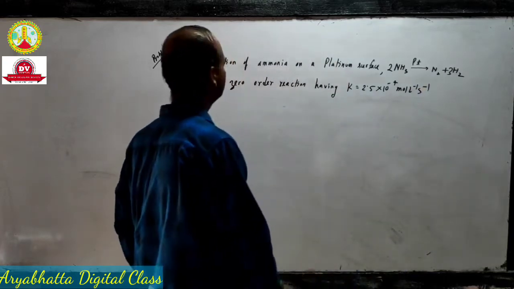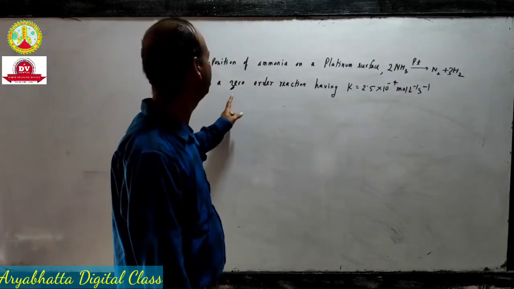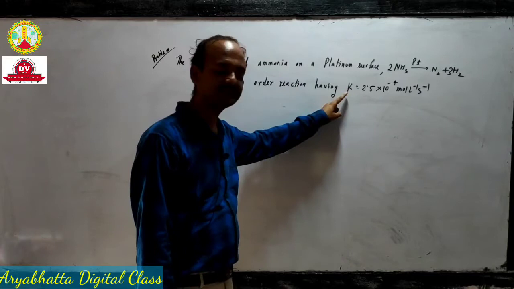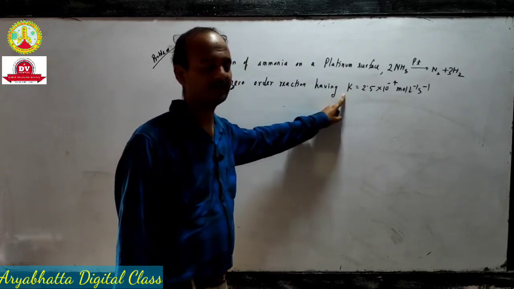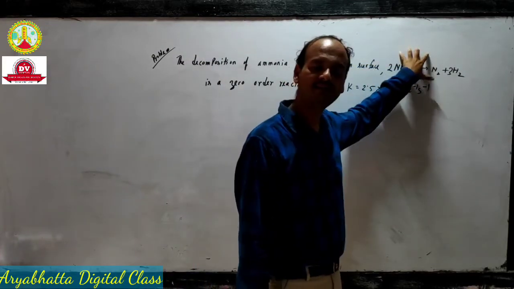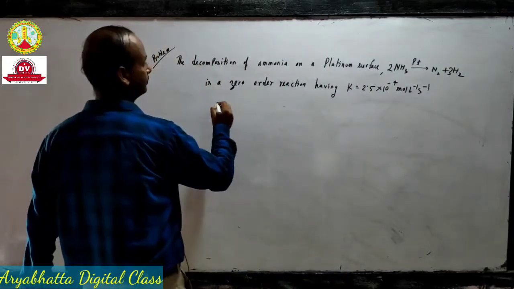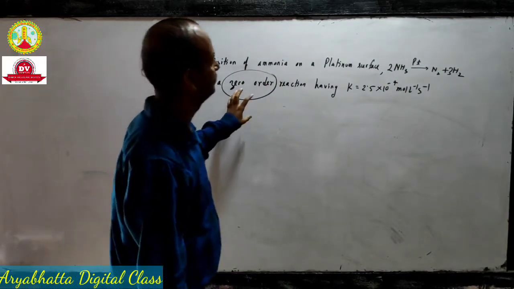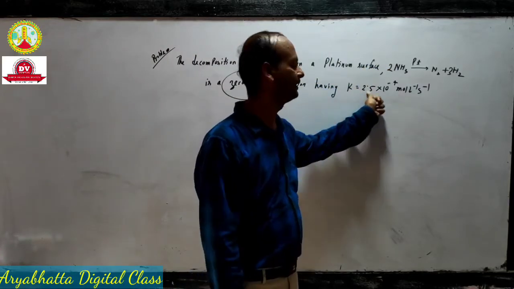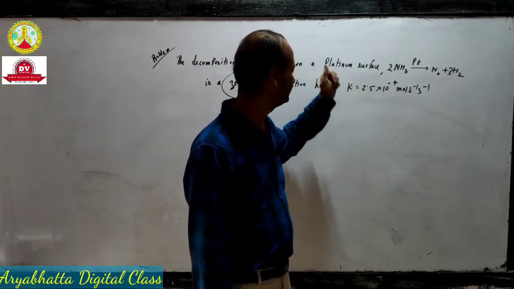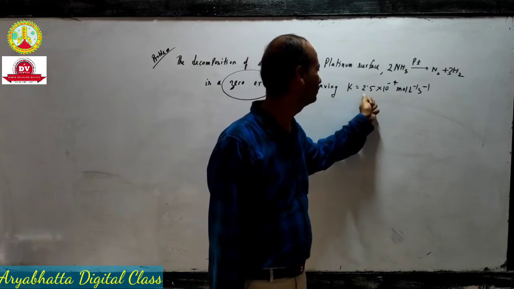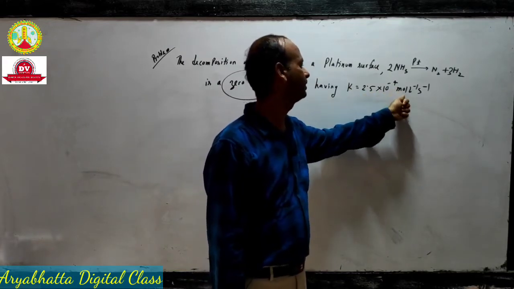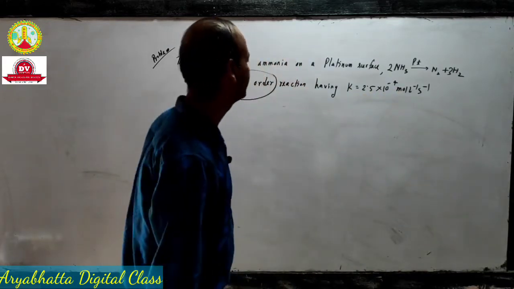Now let's see, the decomposition of ammonia on platinum surface is a zero order reaction having K. This K means rate constant. Okay, a reaction is being given to you. This is a zero order reaction. Notice this, this is very important. This is a zero order reaction and the value of the rate constant has been given to you. In this reaction the rate constant value is 2.5 into 10 to the minus 4 mole liter per second inverse. Clear? Okay, now calculate.